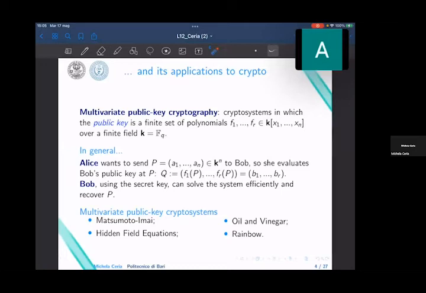There are also applications to crypto, and in particular to the so-called multivariate public key cryptography, in which you have cryptosystems where the public key is a finite set of polynomials over a finite field. In general, the scheme is that Alice wants to send a message P to Bob. So she evaluates the public key of Bob at this point. The public key, we said, is a finite set of polynomials, so you can evaluate it at a point, getting B1, ..., BR. Bob uses the secret key and can solve the system more efficiently and recover the message.